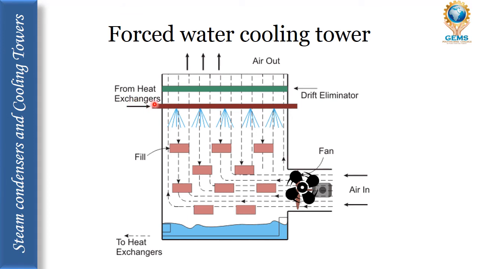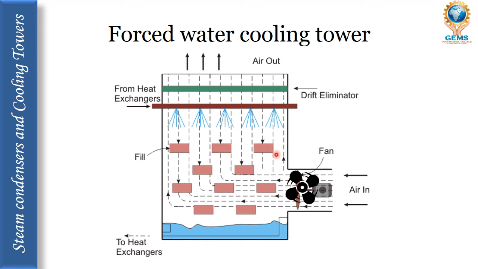The hot water from the heat exchanger, that is from the condensers, comes here and is sprayed out from the top. When the air is forced from the bottom and enters into this cooling tower, while going through it, it absorbs the heat from this hot water, so that the water gets chilled down and settles down, and it again goes back to the heat exchanger or condensers. So this is how the forced draft cooling tower is working.